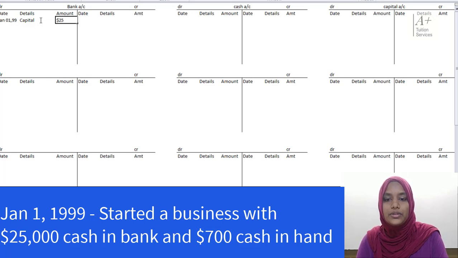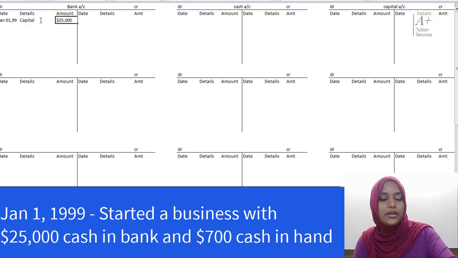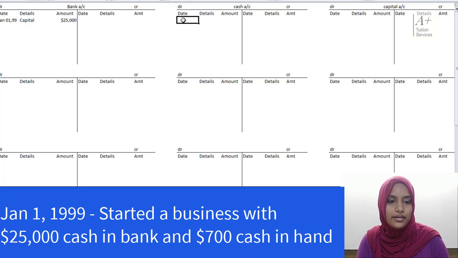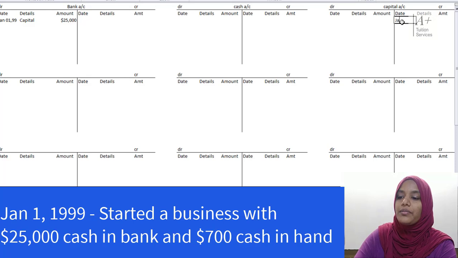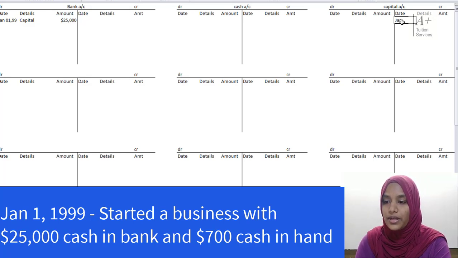And then we will do the same when we open our capital account. We have to come across and open the same thing in the capital account, except this time it will be the credit entry. So it's debited in the bank account and we're crediting in the capital account. Okay, so January 1st, 99.